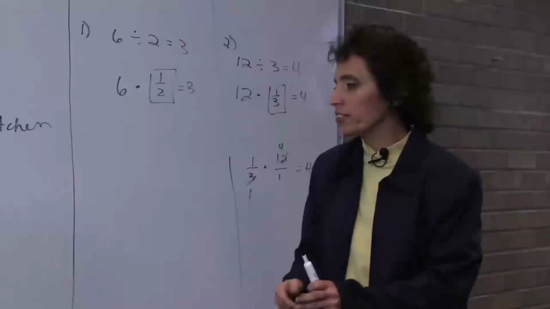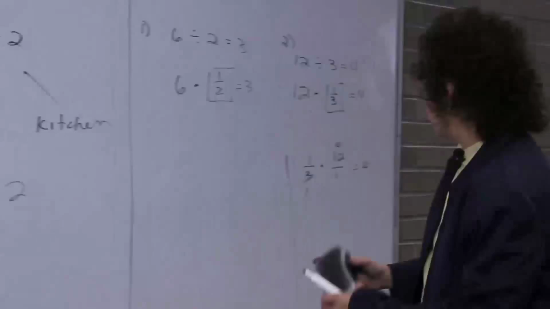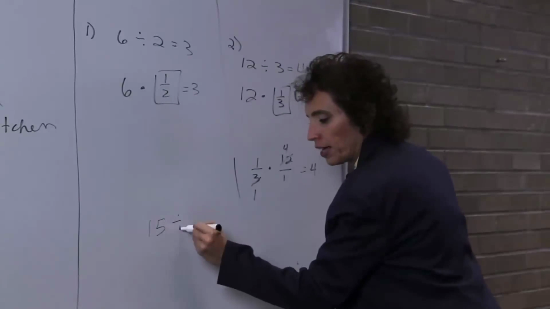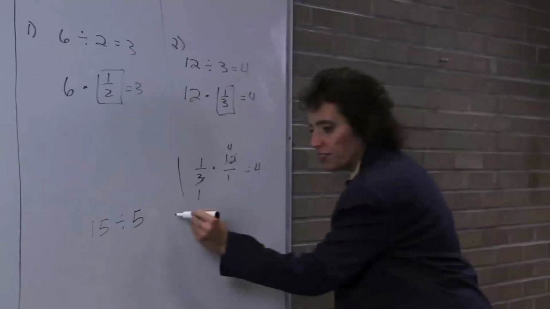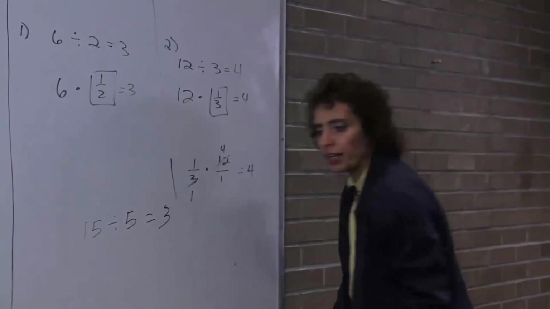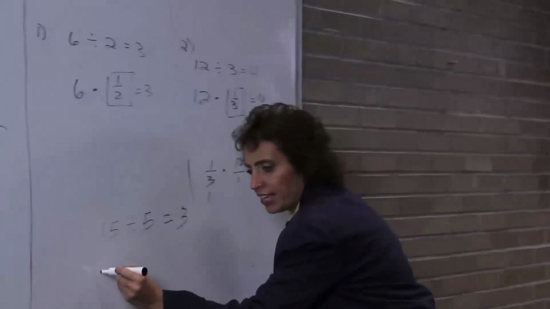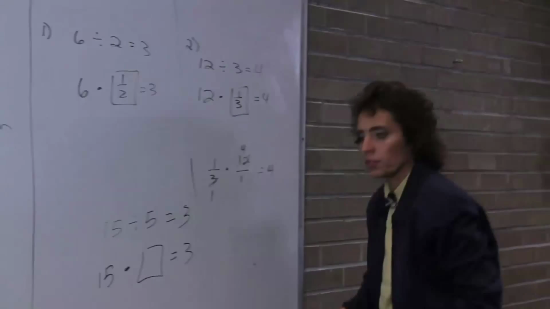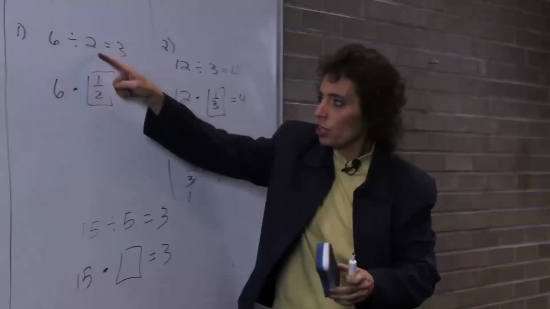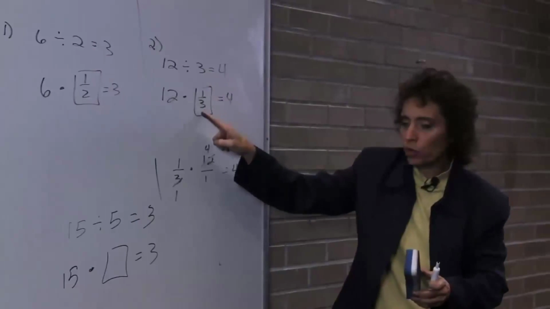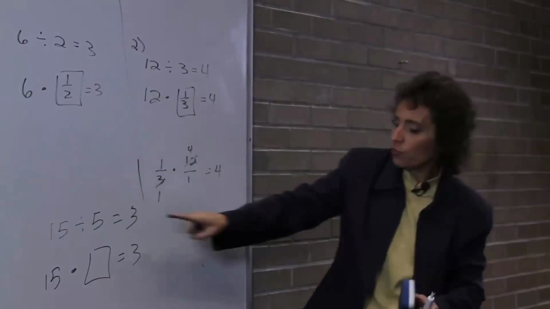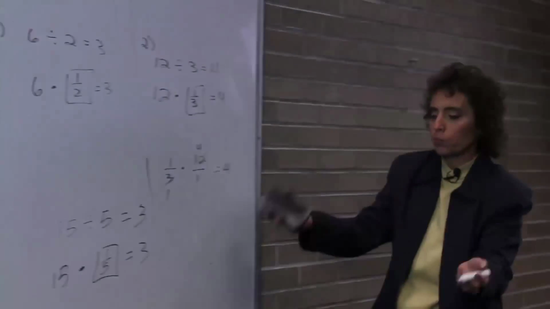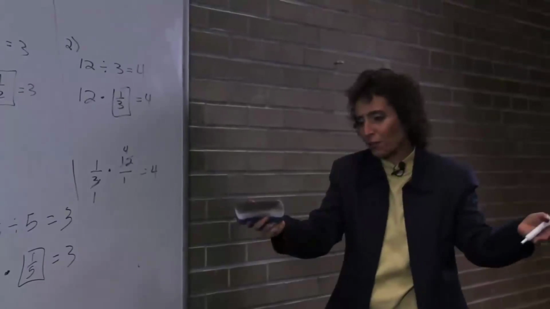Let's just do one more example. Let's say I have 15 and I want to divide that by 5. If I have 15 and divide it by 5, that's 3. Well, then 15 times what number should give me 3? Okay, notice what we did. 2 went to 1 over 2. 3 went to 1 over 3. Okay, so 5 should go to 1 over 5. And I could multiply and show you that's true. Right now, I want you to just take my word for it.